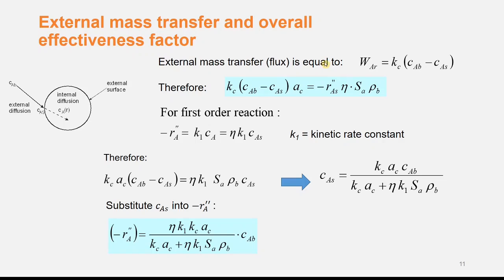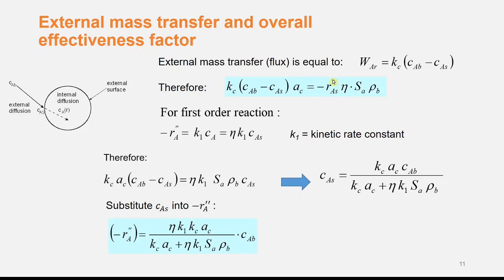We also know what W_AR is, since this is the flux of A arriving at the surface of the pellet from the bulk phase. This is equal to the mass transfer coefficient, k_c, multiplied by the concentration difference, C_AB minus C_AS. Therefore, k_c times C_AB minus C_AS times A_C is equal to negative R_AS double prime times eta times S_A times rho B.